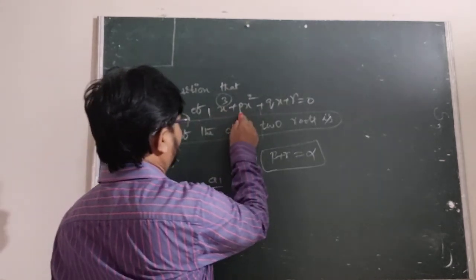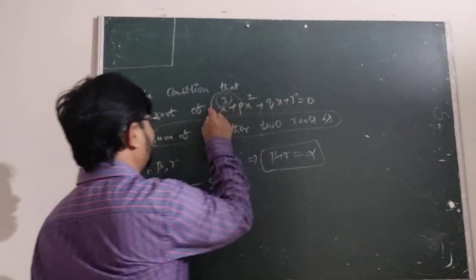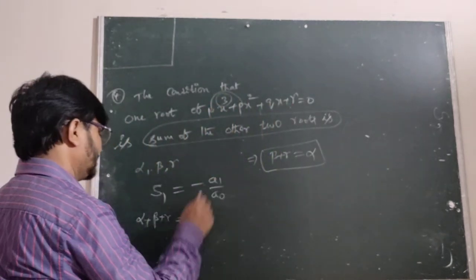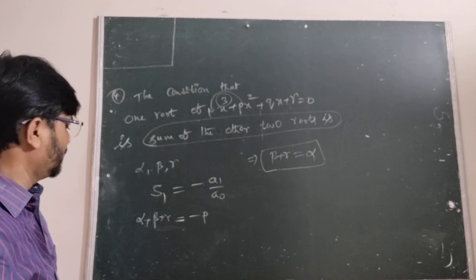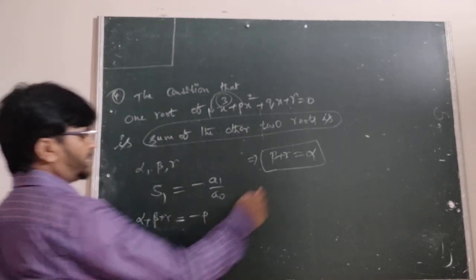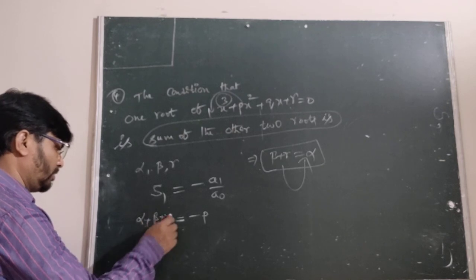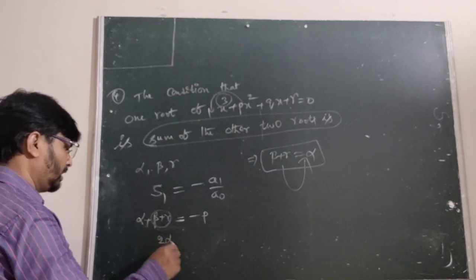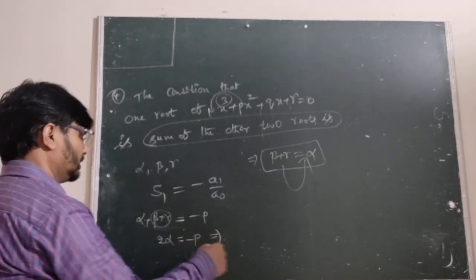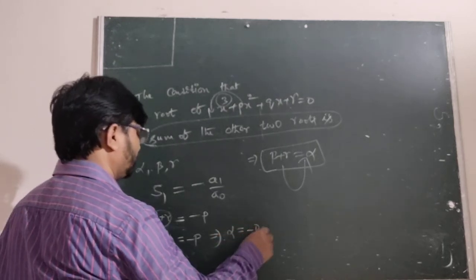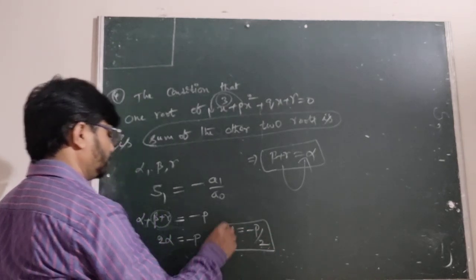This is a0, a1, a2, a3. Minus a1 by a0 is the minus of p. Therefore, beta plus gamma is alpha, that is given. Therefore, alpha plus alpha, 2 alpha equals minus p. That implies alpha equals minus of p by 2.